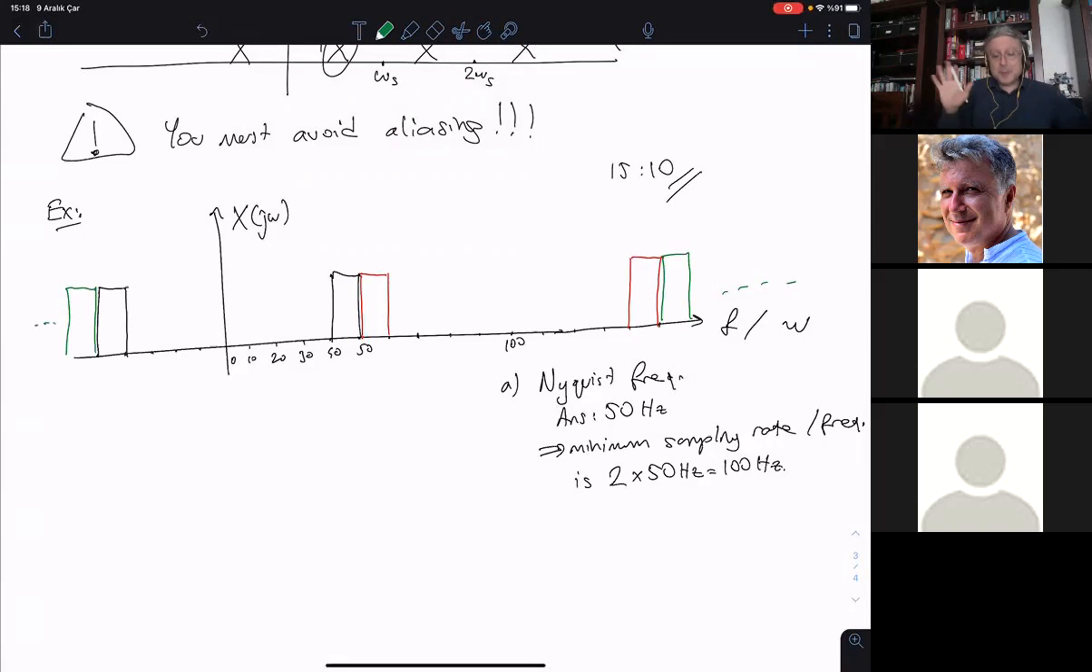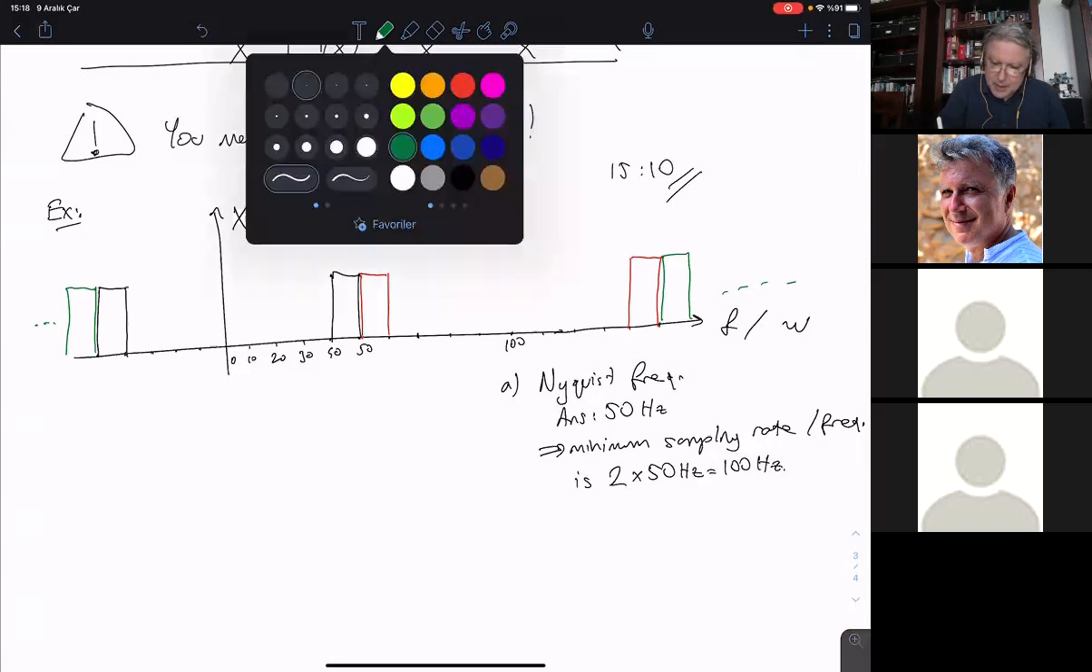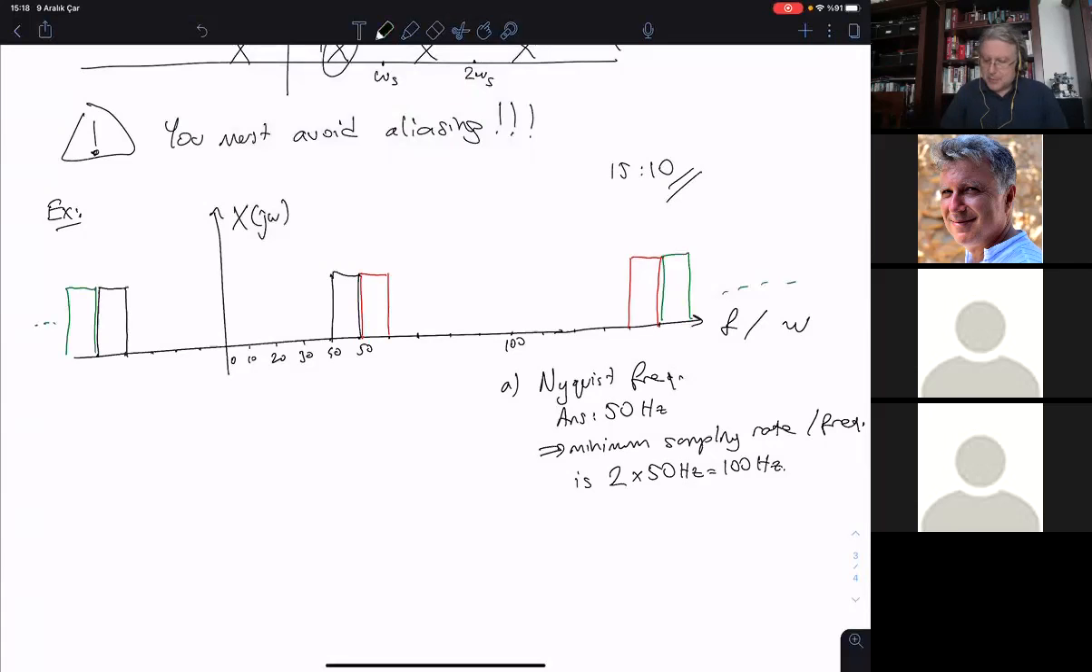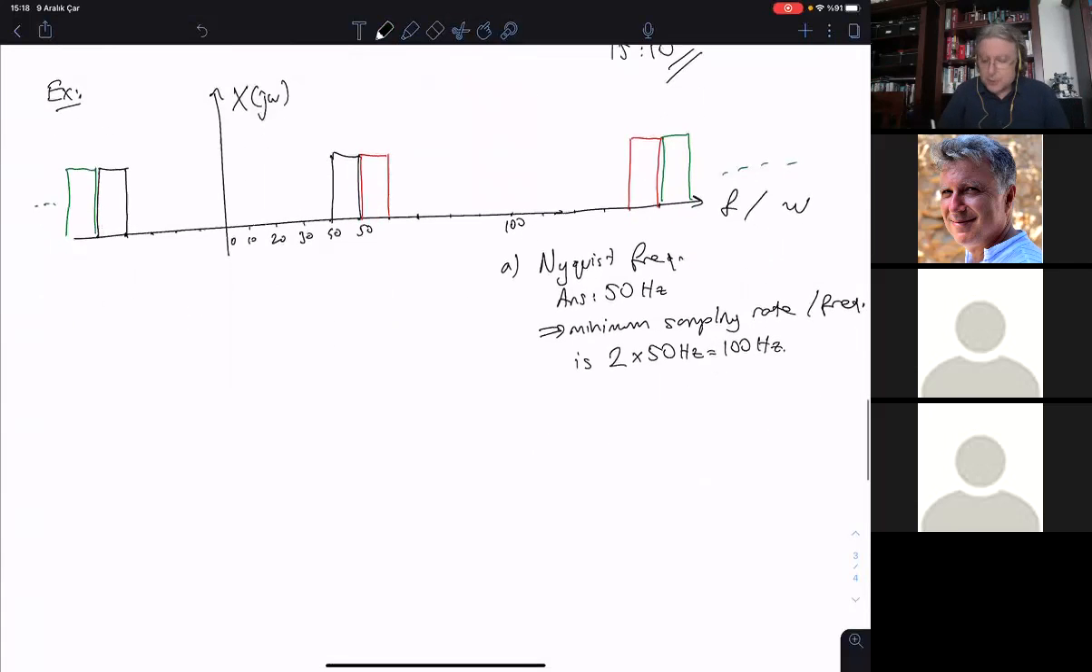Yes. Do not forget to repeat everything, both on the right-hand side and on the left-hand side, because we are convolving this spectrum with an impulse train. So as you see, there is no overlap. Therefore, aliasing is avoided.